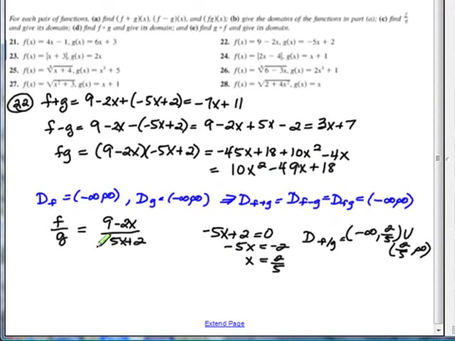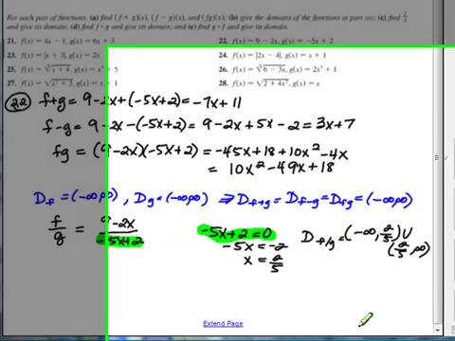Now the quotient is just simply f divided by g. So this is the final function. But for the domain, we have to exclude where this denominator is equal to 0. So if I set negative 5x plus 2 equal to 0 and solve that, I get 2/5. So the domain of f over g is all real numbers except for 2/5.